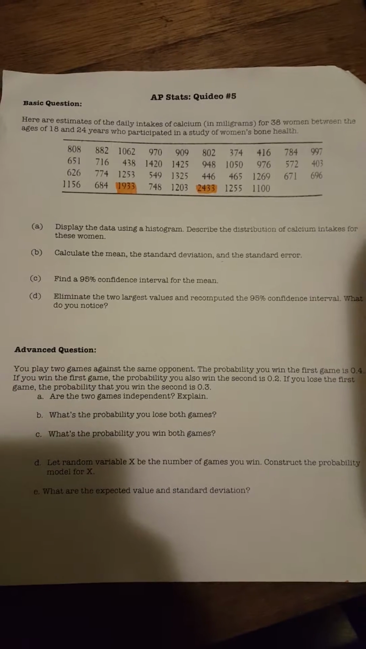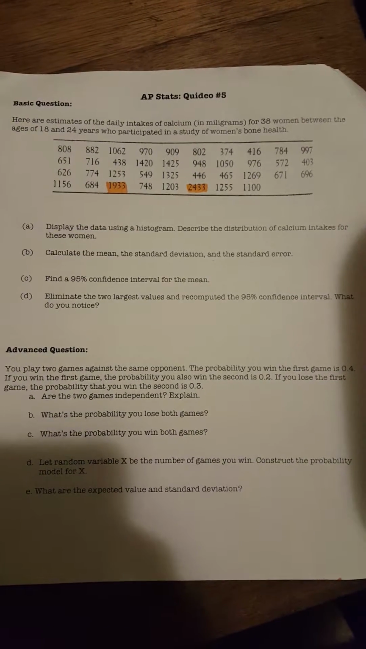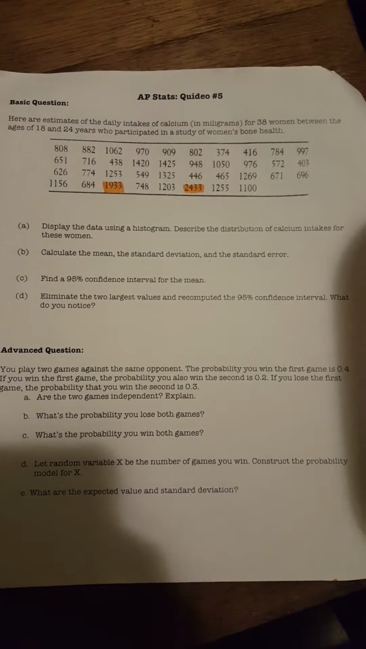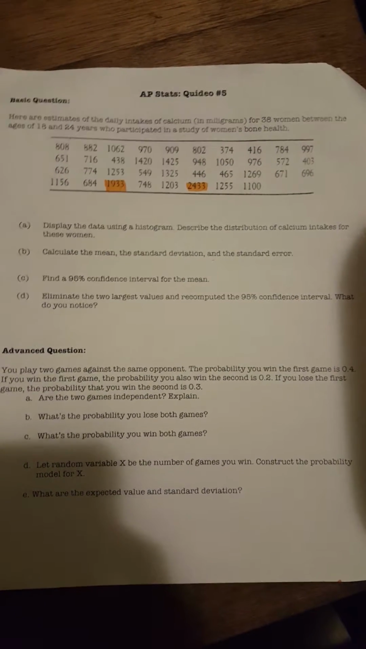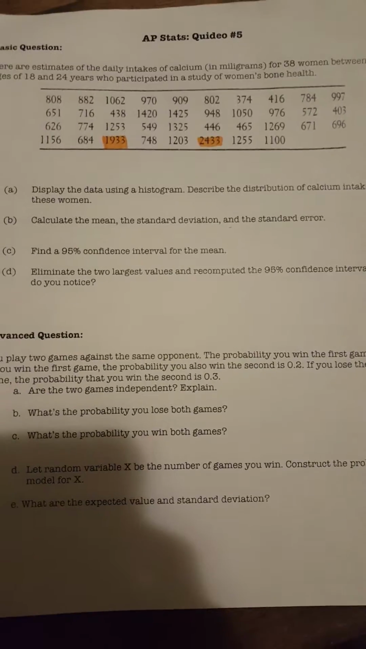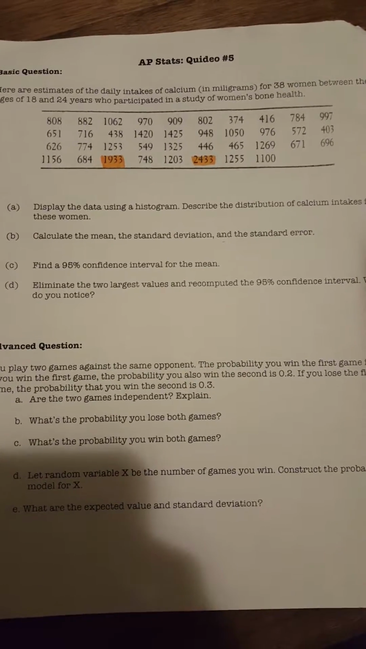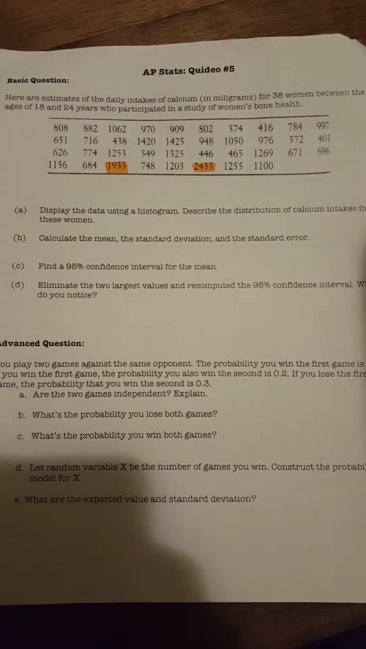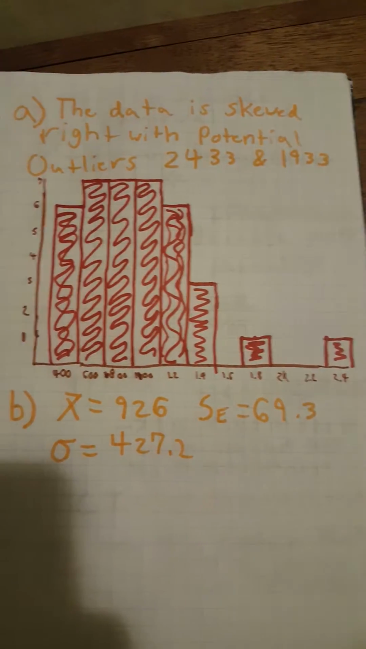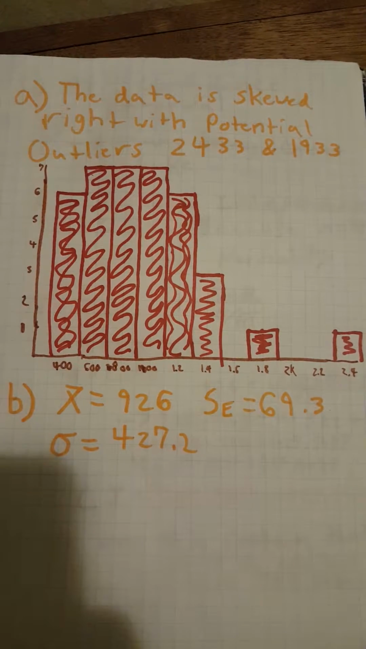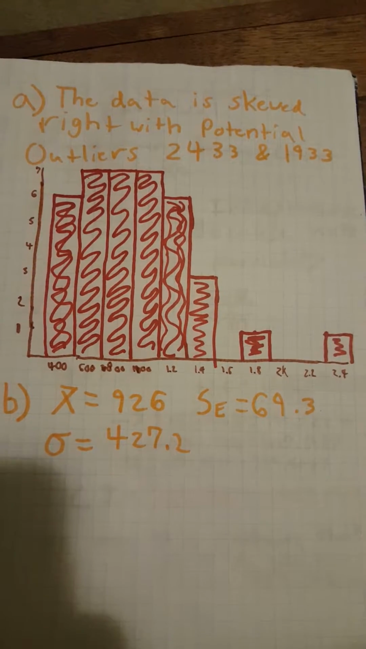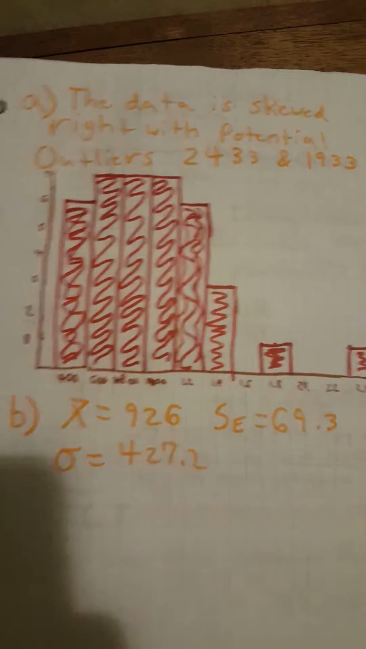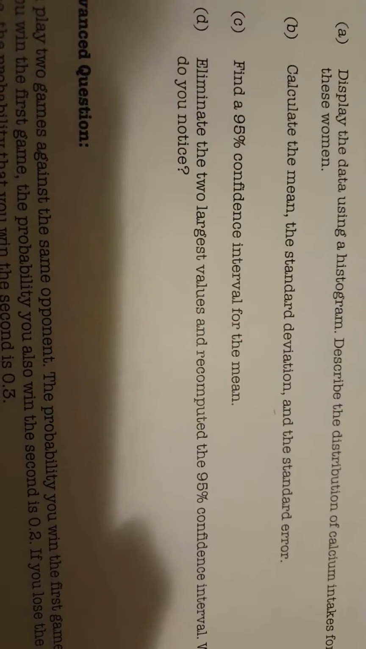The basic question says, here are estimates of the daily intake of calcium for 38 women between the ages of 18 and 24 years who participated in a study of women's bone health. Part A asks us to display the data using a histogram and describe the distribution of calcium intakes for these women. According to my histogram, the data is skewed right with potential outliers at 2,433 and 1,933, which you can see here over on the table.